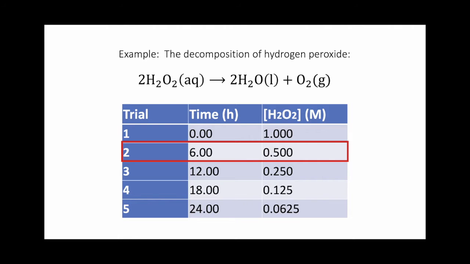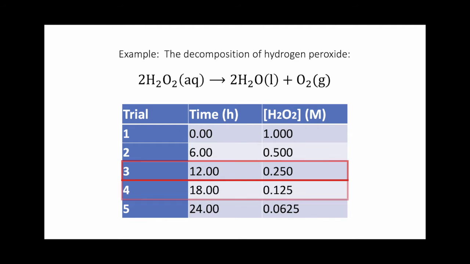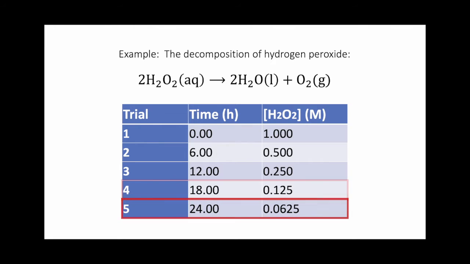During the second half-life, from 6 hours to 12 hours, the concentration of hydrogen peroxide decreases from 0.500 molar to 0.250 molar. That means it decreases by half. During the third half-life, it decreases from 0.250 molar to 0.125 molar. The concentration of hydrogen peroxide decreases by half during each successive period of 6 hours.